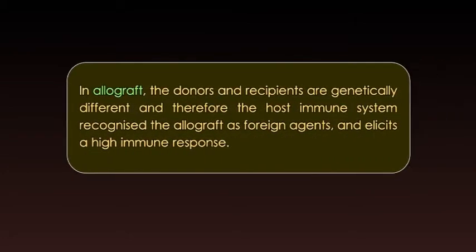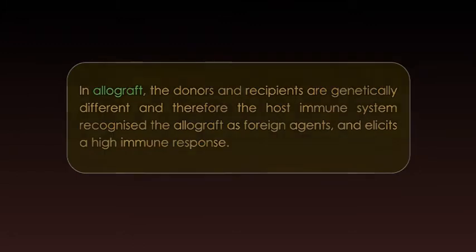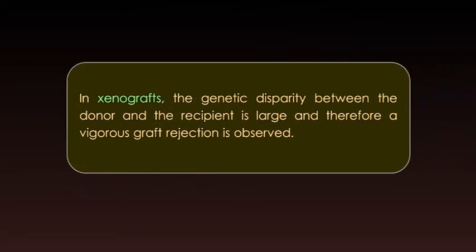In allograft, the donor and the recipient are genetically different, and therefore the host immune system recognizes the allograft as a foreign agent and elicits a high immune response. In xenografts, the genetic disparity between the donor and the recipient is large, and therefore vigorous graft rejection is observed.